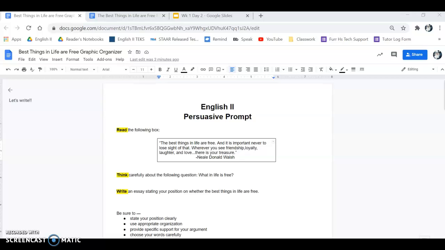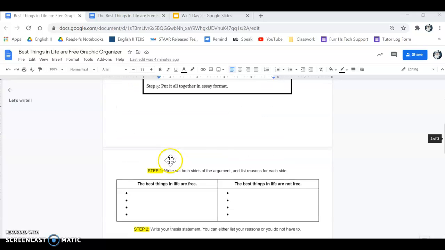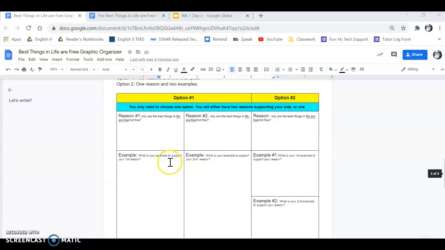Guys, I just wanted to walk you through some directions on filling out this graphic organizer. As you know, I am taking the graphic organizer and the essay as two separate grades, so I wanted to make sure you had directions. The document that I am going to be explaining is the Best Things in Life Are Free Graphic Organizer. You will see that this graphic organizer is 3 pages.